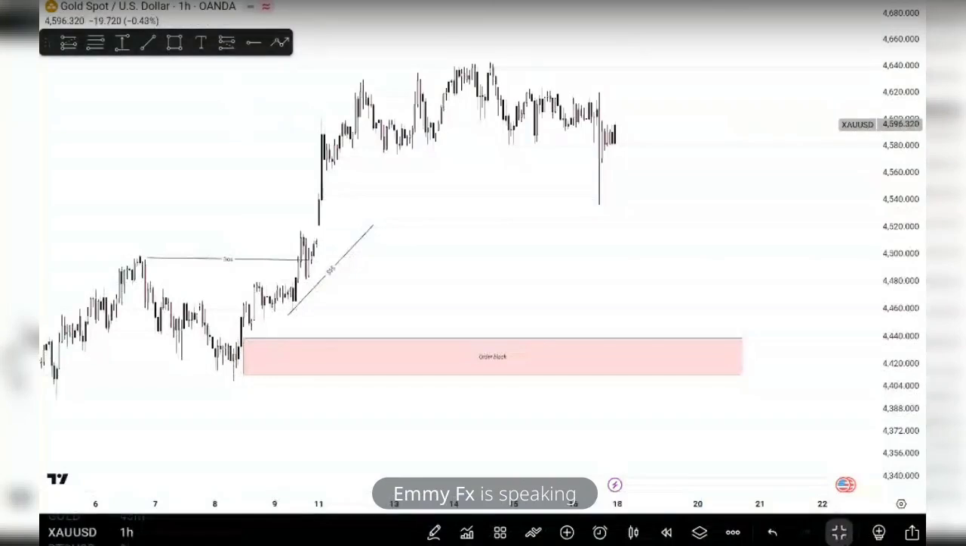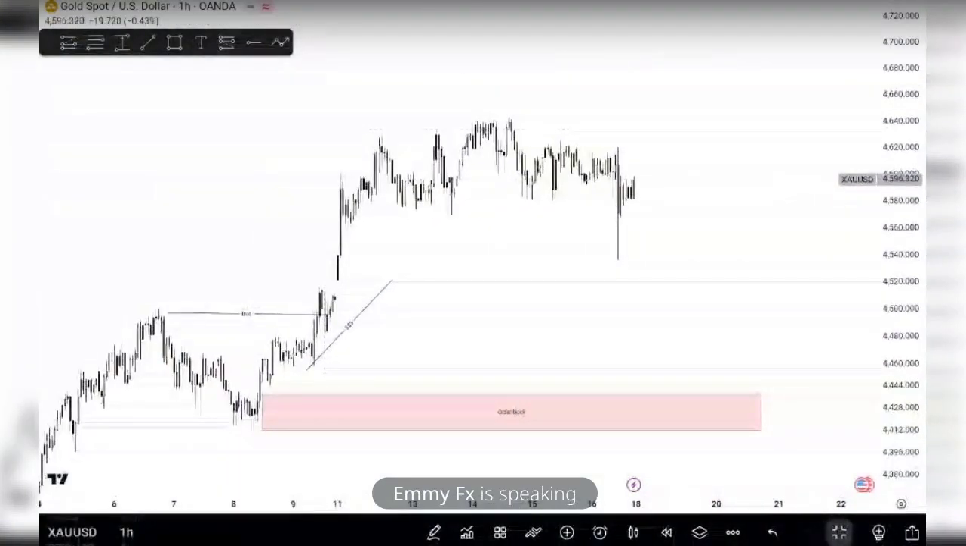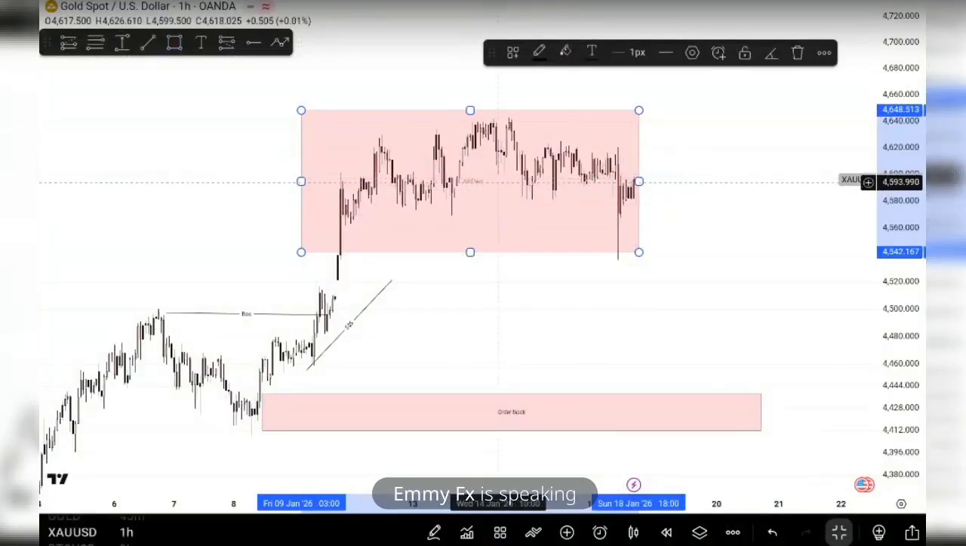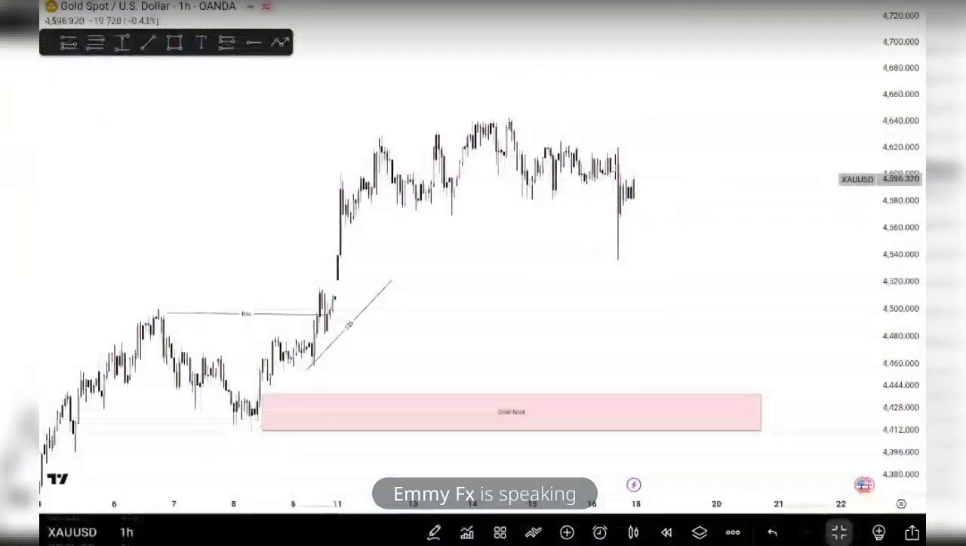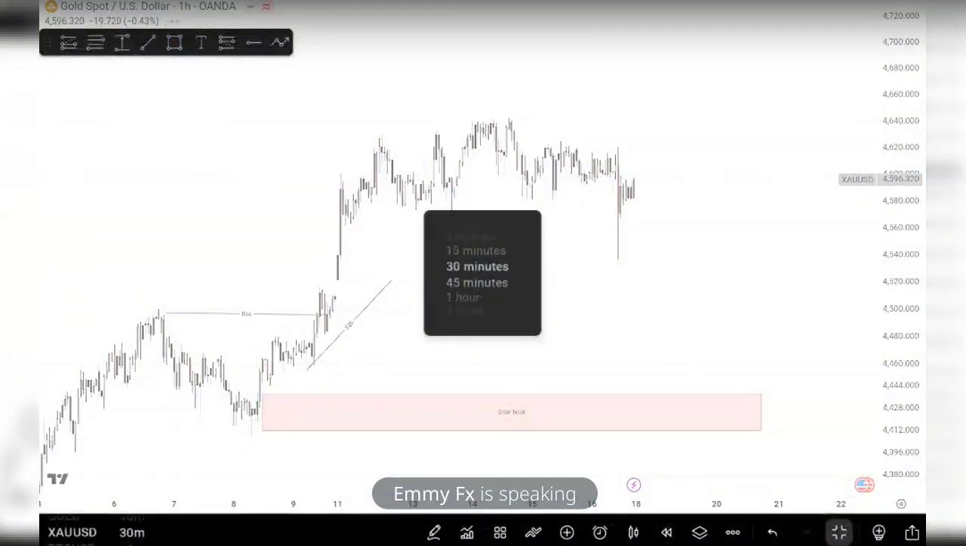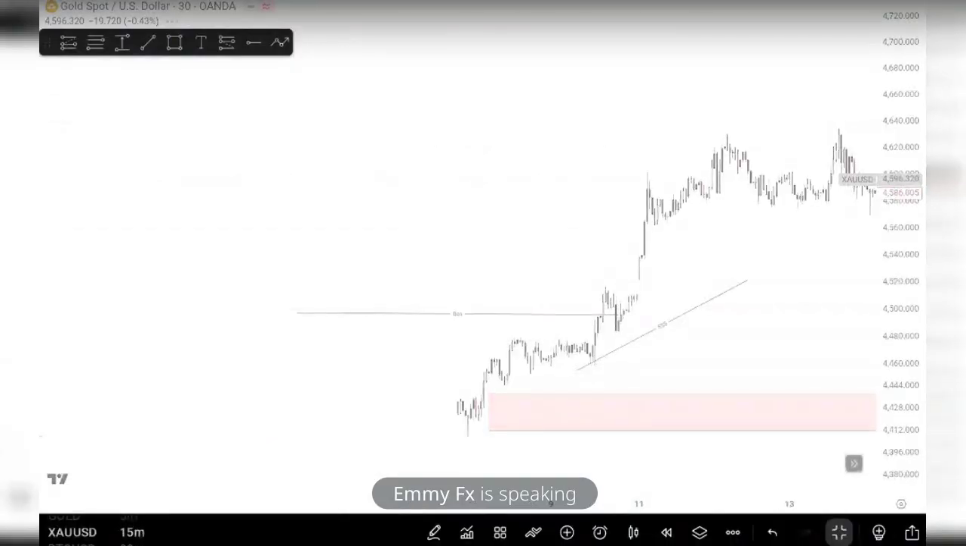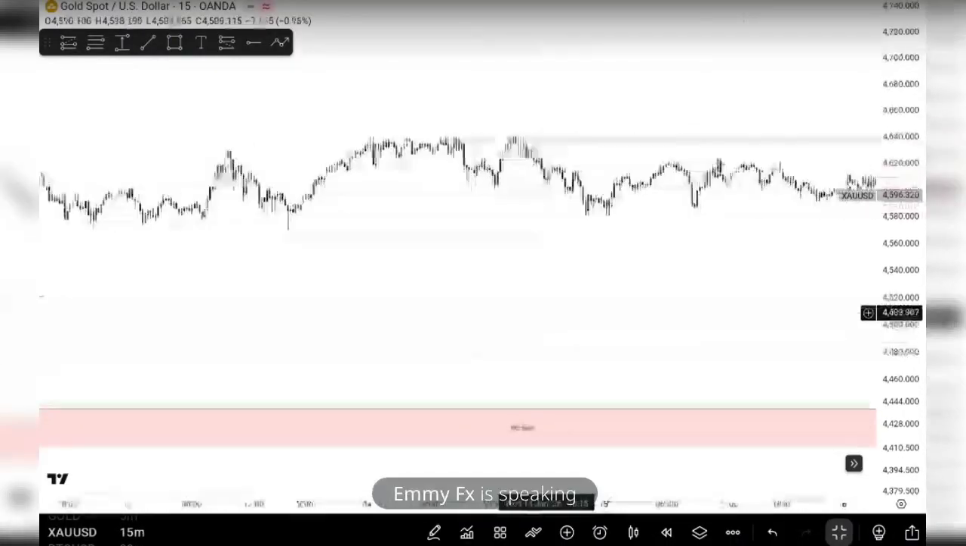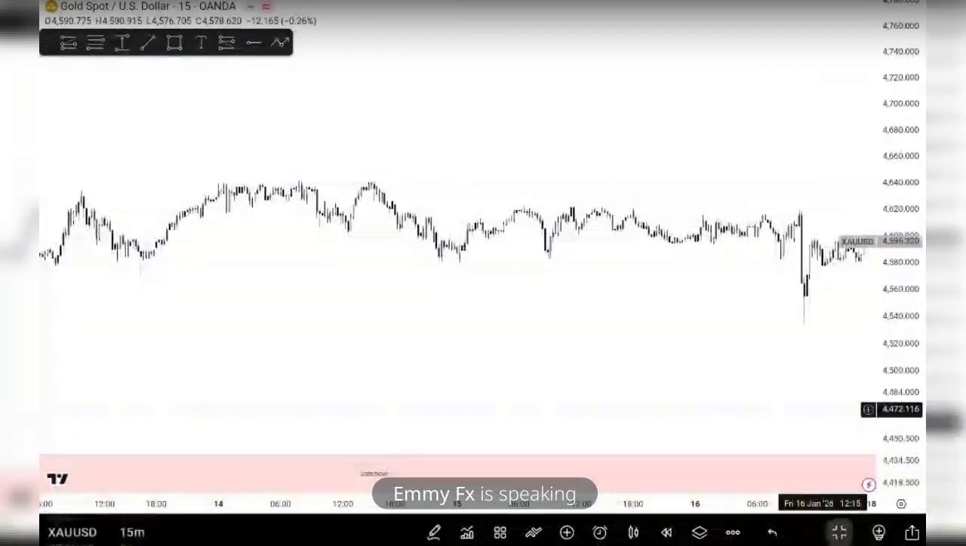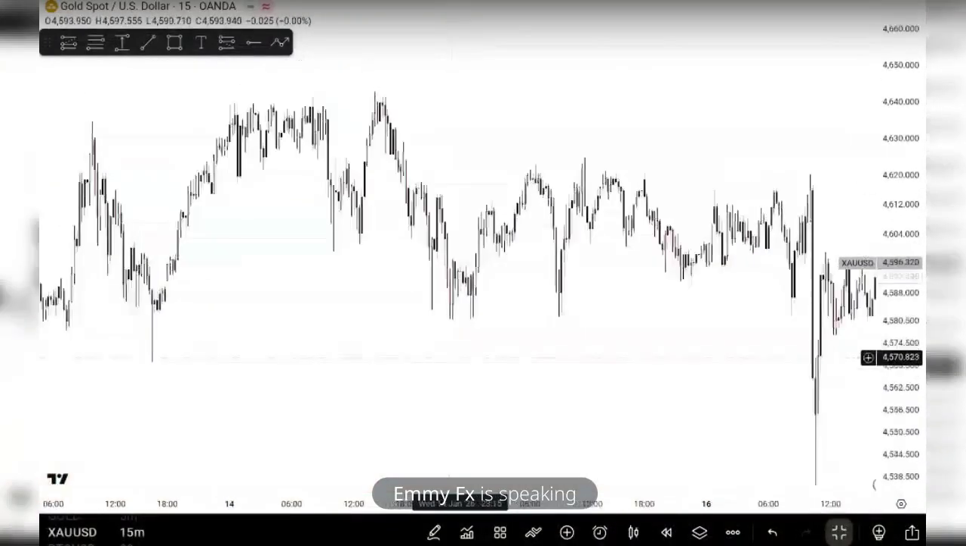So I want us to go to the 15-minute time frame and look at what the current market is trying to say at this spot. In the 15-minute time frame, you can see that we are having a little bit of movement, right? So we are having this movement.